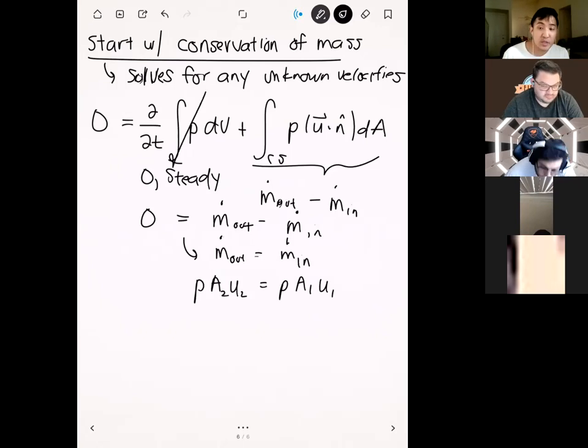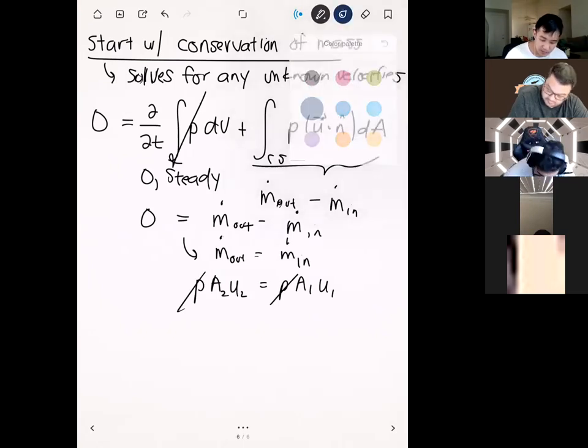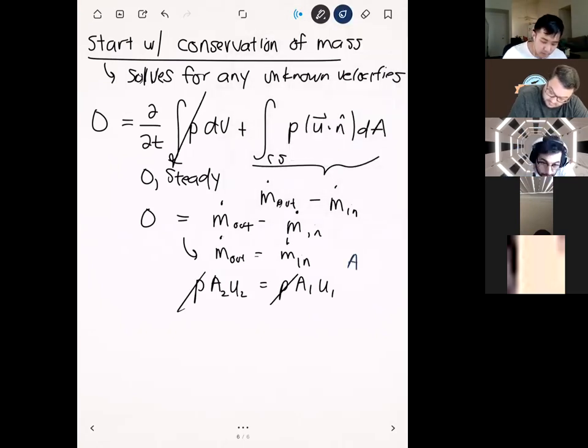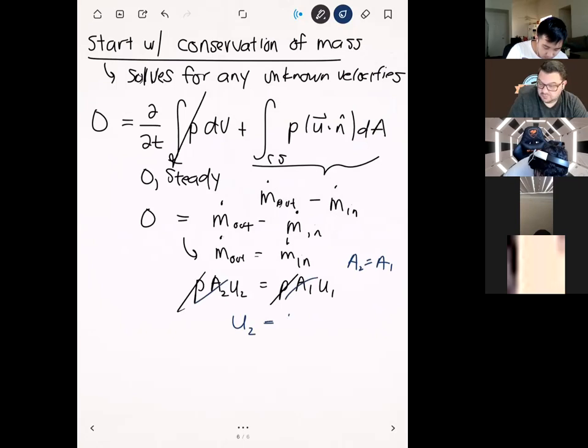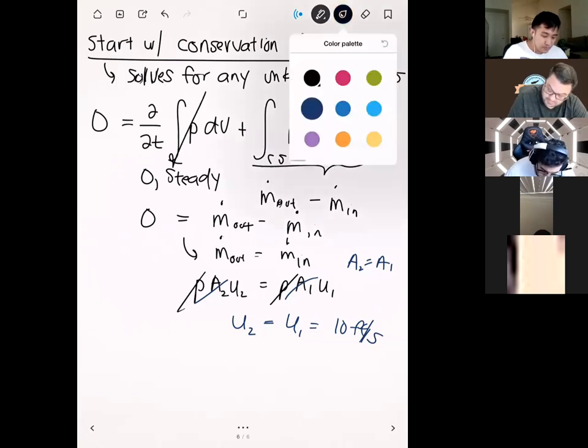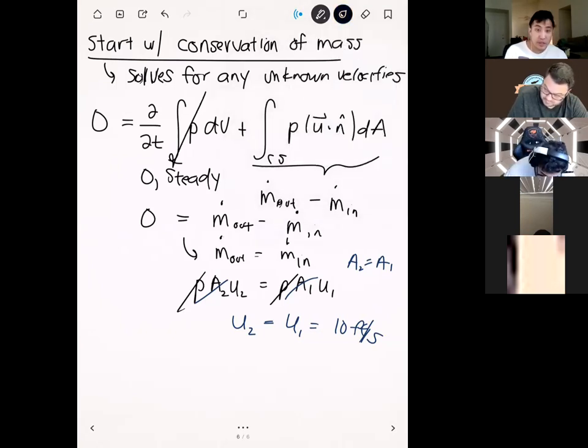And if we plug in the expression for the mass flow rate, which is density times area times velocity, we see that the densities are going to cancel out. We also know from the problem that A2 is equal to A1, so we can cancel out the areas. And we can solve for u2, which is just going to be the exact same as u1, which is 10 feet per second. Right. Any questions on that?